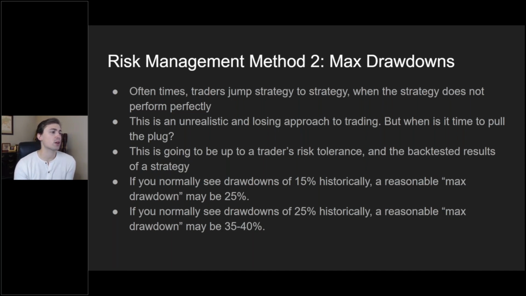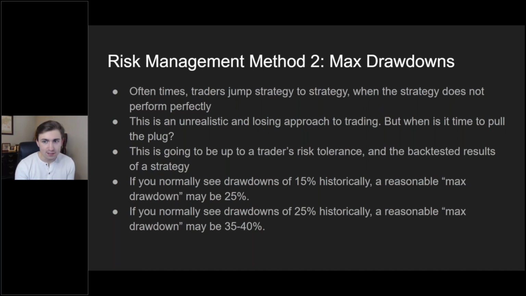Oftentimes traders jump from a strategy to a strategy to a strategy. They just keep jumping, saying, oh, this one worked perfectly, that one was terrible, not going to do that one anymore. They keep doing this when oftentimes the strategy they were working with was fine. They just didn't have the tolerance to endure a losing streak on that one. This is an unrealistic and losing approach to trading because everything is flawed. There's nothing perfect in this industry. That's why not everybody does trading. If trading was perfect for people, everybody would be doing it. So the question is, when is it time to pull the plug? Well, this is going to be up to a trader's risk tolerance and the back tested results of a strategy.